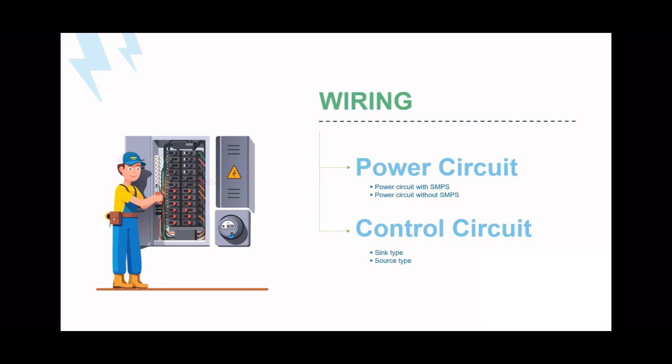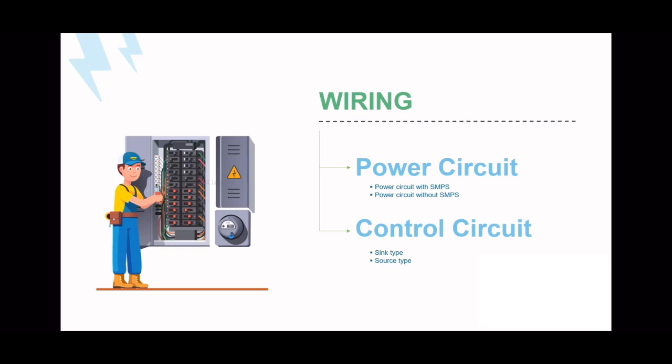But in the case of power circuit with SMPS, there is an inbuilt SMPS inside the PLC, and you need to give 230 volt AC to that PLC. In the case of without SMPS, there is no inbuilt SMPS, so you can give only 24 volt DC, because the operating voltage of our PLCs or any controllers is 24 volt DC.